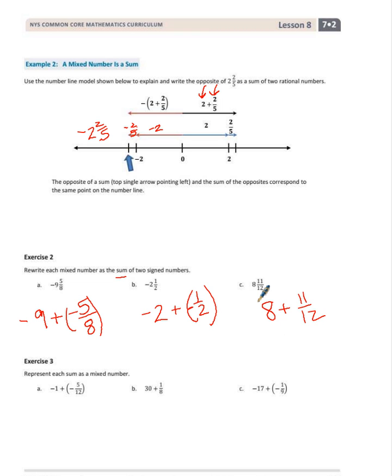Now exercise 3 switches us back. We're given what we were doing in exercise 2. So now we're going the other direction. When we look at exercise 3, we know that we have same signs and they're both negative, so we keep the negative, and then we just add. What is 1 and 5/12? Well, yep, 1 and 5/12. On B, signs are the same, they're both positive. 30 plus an eighth is 30 and 1/8. And C, signs are the same, they're both negative. So we have 17 and 1/9, which is negative 17 and 1/9.